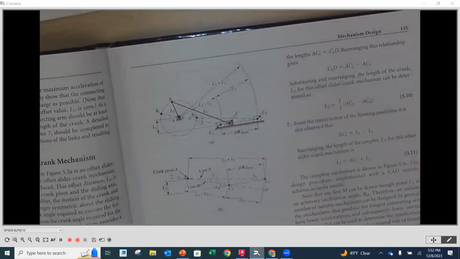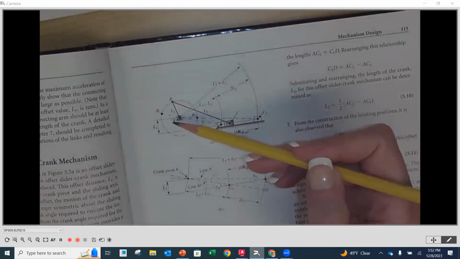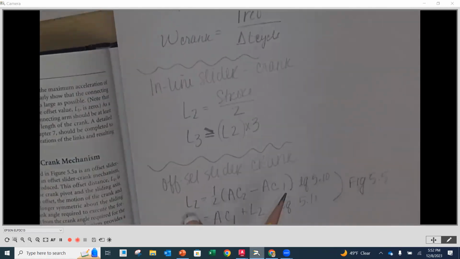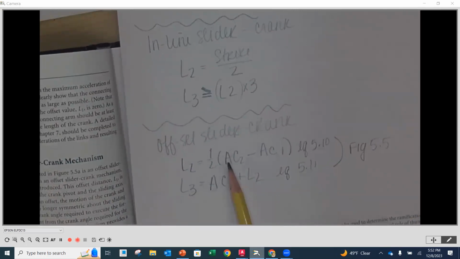Then when we get to the offset slider crank mechanism, here you start with your stroke and then you look at what you think you need your link lengths to be about. And then that determines what your offset is. And then you start filling in the blanks backwards. It's not quite as concrete as the inline. Then you'll figure out what your L2 is once you lay it out, and then you'll figure out your L3 based on your L2.